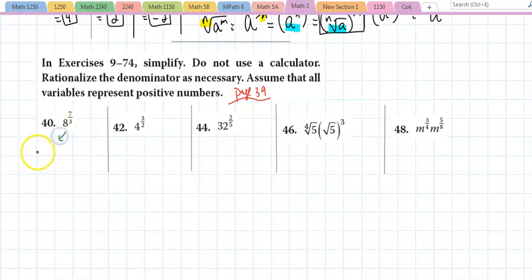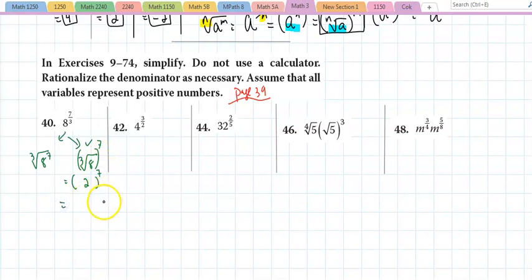I could either say this is the cube root of 8 to the 7th power, or I could say this is the cube root of 8 raised to the 7th power. And do we see that this benefits us a lot more? Why is that? Because I know what the cube root of 8 is. That's a 2.